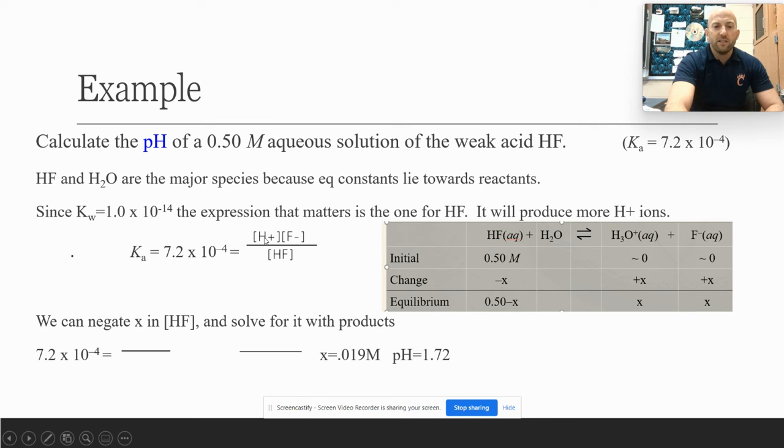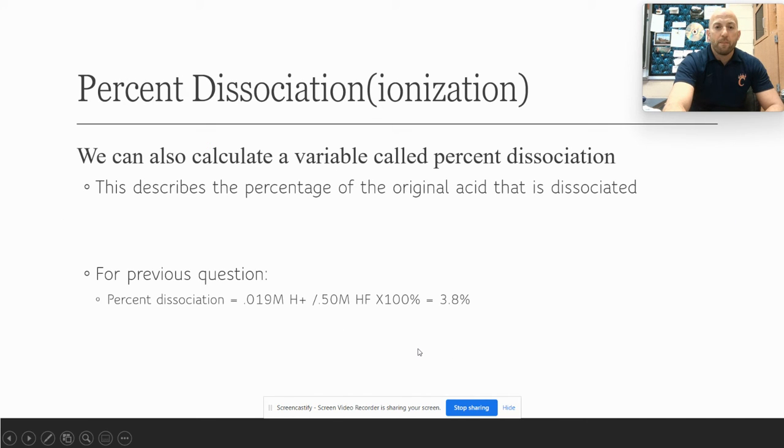You write your expression, the hydrogen ions or hydronium over and fluoride over HF. And so we have X times X over our HF. We negate the X, and we have basically X squared over 0.5. You solve for that, and we have X equals 0.019 molar. And you take the pH of that, and it's 1.72. So it's a weak acid, but still got a relatively low pH.